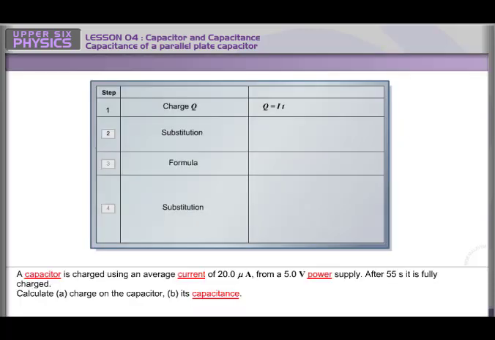A capacitor is charged using an average current of 20.0 microampere from a 5.0 volts power supply. After 55 seconds, it is fully charged. Calculate A. Charge on the capacitor. B. Its capacitance.